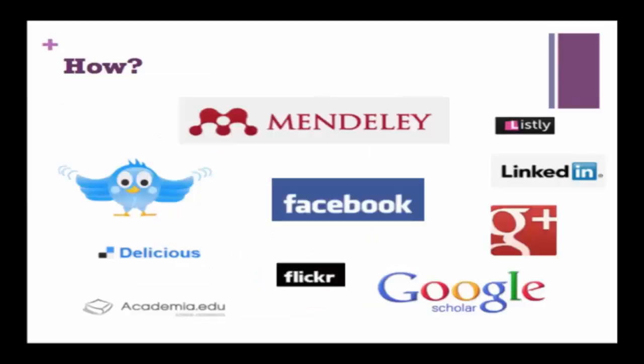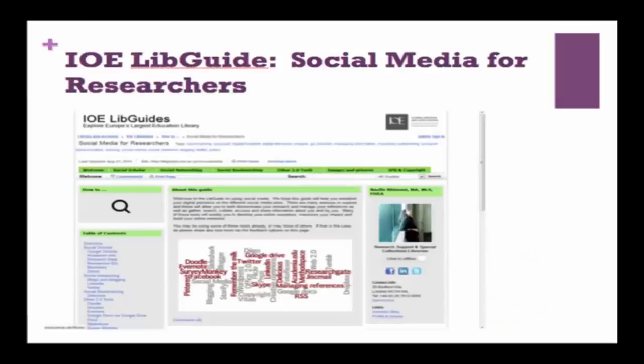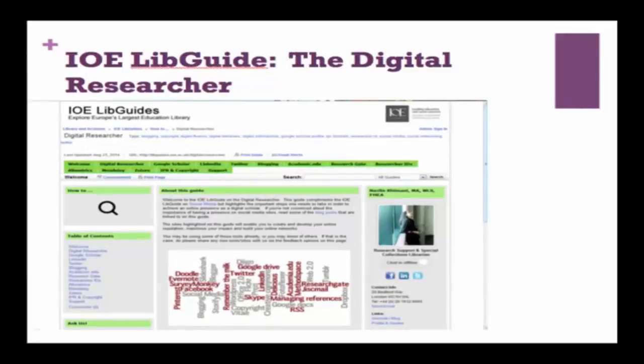And how do you do it? There's a lot of different social media sites, but start small. And as I've said, start with Twitter and then expand and move on to creating a LinkedIn profile, and then move on to perhaps looking at Google Scholar and creating a Google Scholar profile. Look at Mendeley, look at Academia.edu, put bookmarks on Delicious and Listly, etc. Make use of the IOA LibGuide, Social Media for Researchers. It has some fun things like Remember the Milk and Evernote, and I'm going to leave you to look at that rather than explain what they are. And another guide, The Digital Researcher.